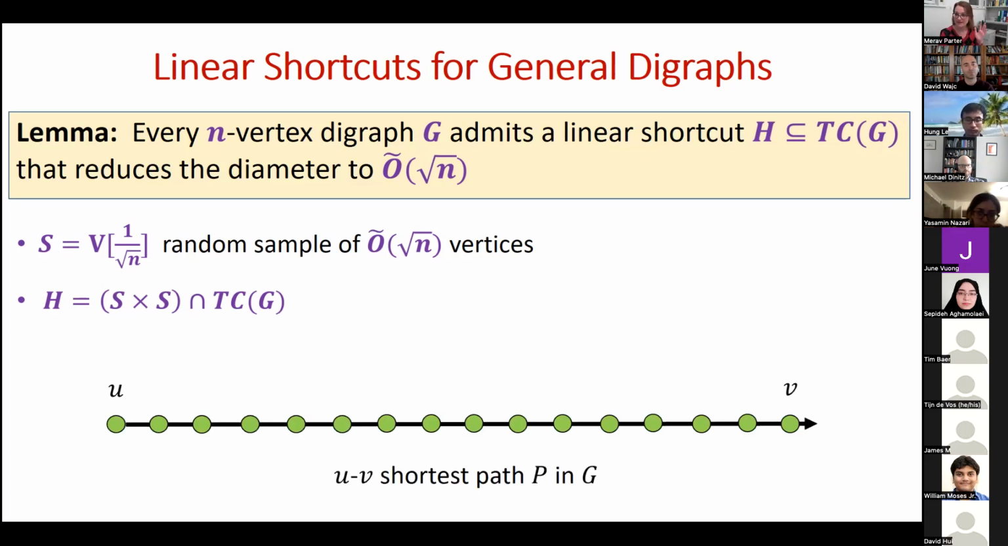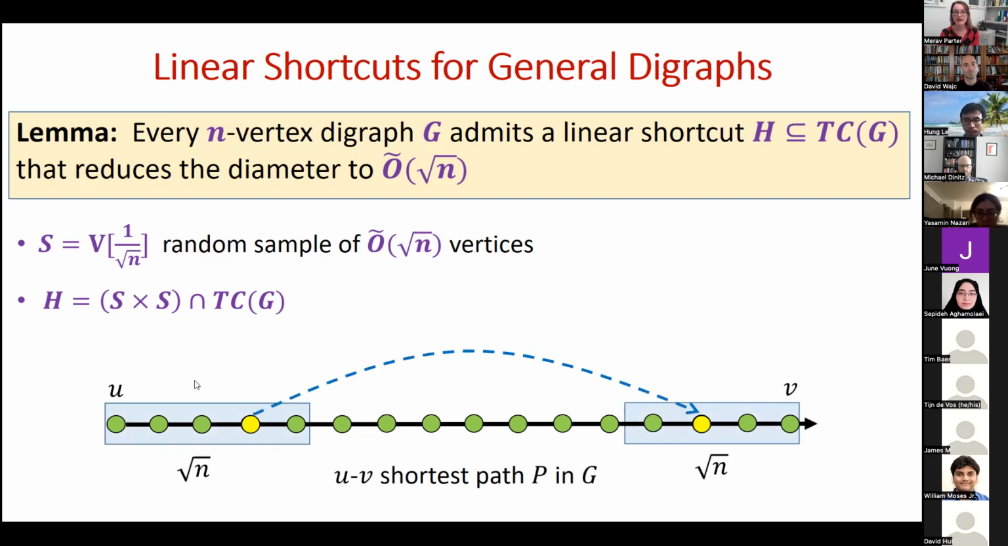So the size analysis is clear, but the stretch argument is also simple. We consider any u to v shortest path in the graph G. If its length is less than square root n, then we are fine and there is nothing to show. Otherwise, we can look at the square root n length prefix of the path and the square root n length suffix of the path. With high probability, the prefix contains a sampled node from S, and so does the suffix. And luckily, we added this shortcut edge to the graph, and that provides us a directed path from u to v of length roughly square root n. So this is the simple algorithm that we had for linear size shortcuts and nothing else. Any questions so far?